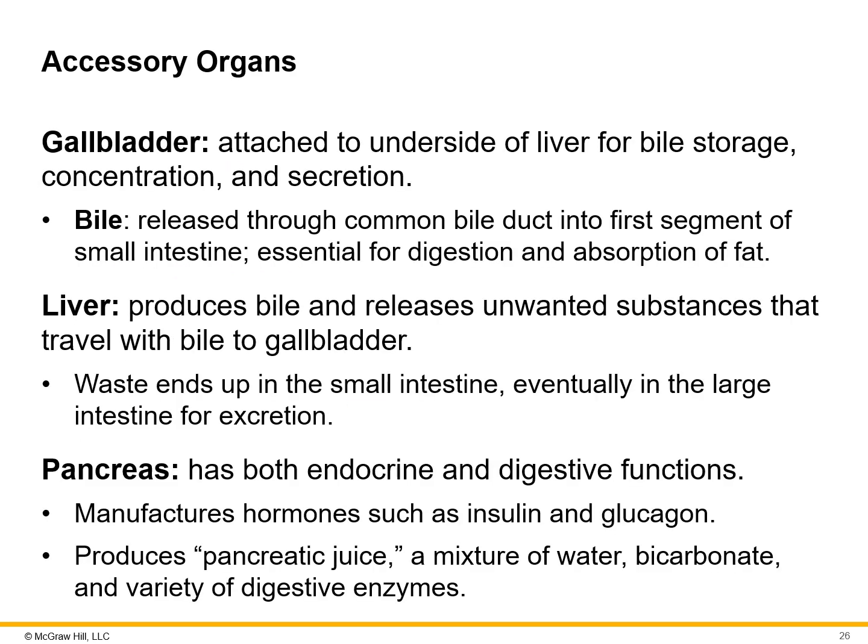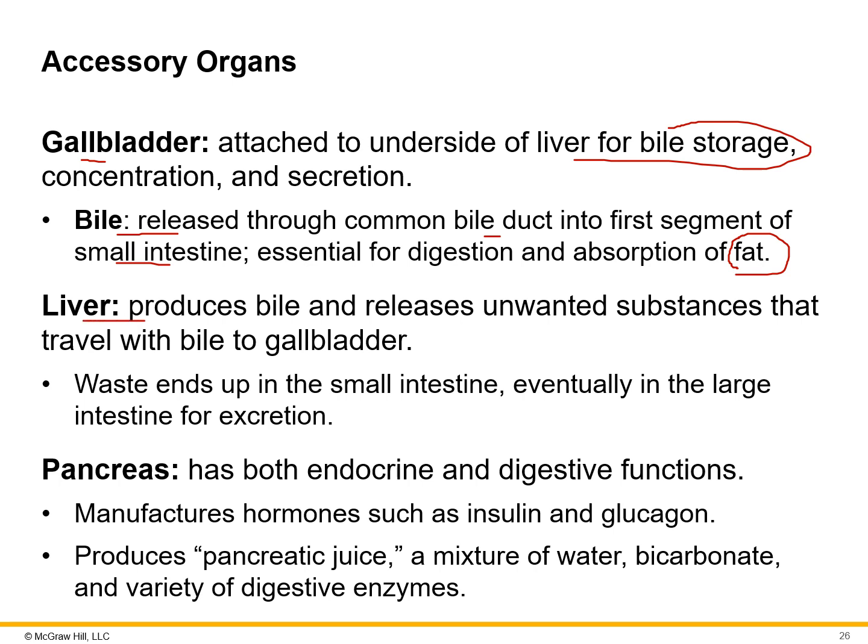Now, some of the accessory organs that go along here. So we have the gallbladder that is there. So that attaches to the liver, and it stores the bile. Again, it doesn't make it, but it does store it. And that bile is released into the bile duct, into the first part of the small intestine. And again, it's mainly involved in digesting and absorbing fat.